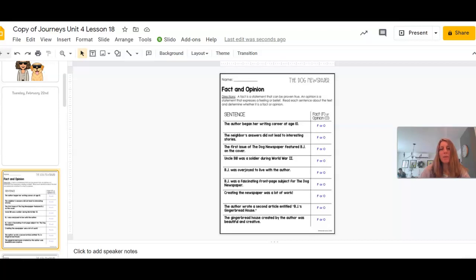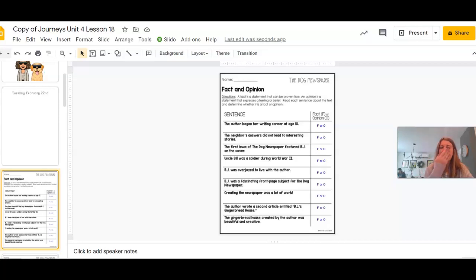All right, so now that we've read the story, The Dog Newspaper, we're going to talk about the fact and opinions within the story. Remember, a fact is something that can be proven true. It often includes dates, titles, things like that. So numbers, think of numbers. Usually if it has something like that, it is a fact. If it's telling you about your feelings or your opinion towards something, well, then it is an opinion.